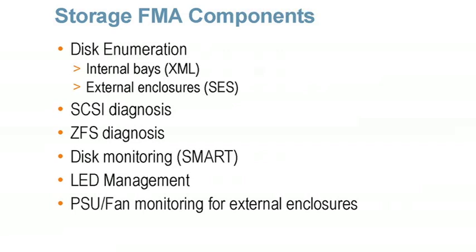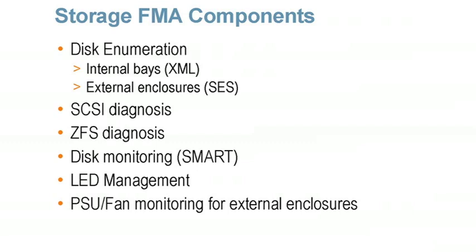External enclosures are different. We have SES, which is the SCSI Enclosure Services, and a well-designed SES target can describe very well the physical layout of the box. In particular, you have drive bays, which are associated with the SAS address. Therefore, we can go through the Solaris device tree, find the devices that have that SAS address, and associate them with the physical bay in the box.